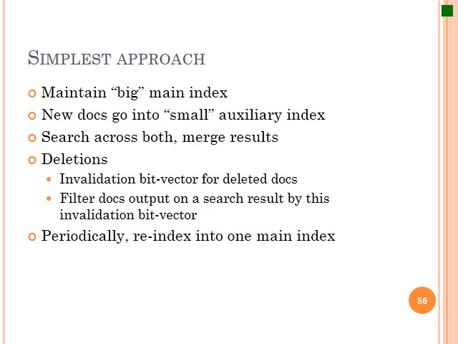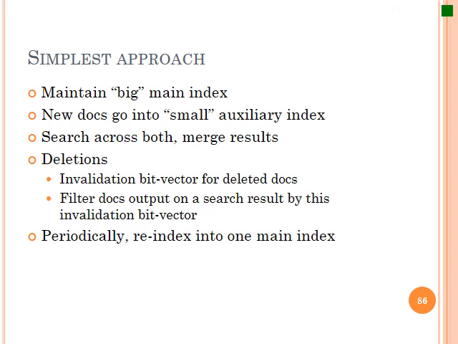So the simplest approach will be to maintain one big main index, right? And all the new documents will go into a smaller auxiliary index. That is fixed. Suppose you already have a document collection, and you have already built an index. That is your main index. As new documents come in, you build a smaller auxiliary index based on those new documents and keep them separate. All right?